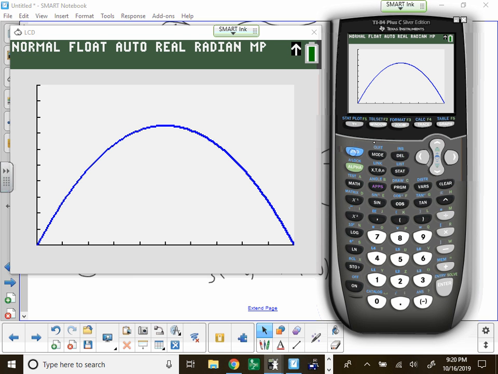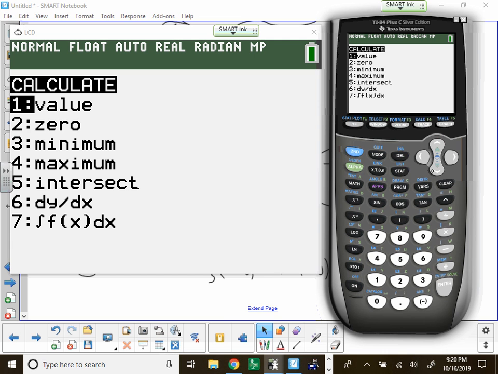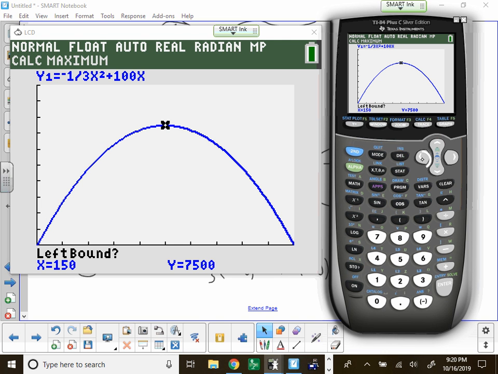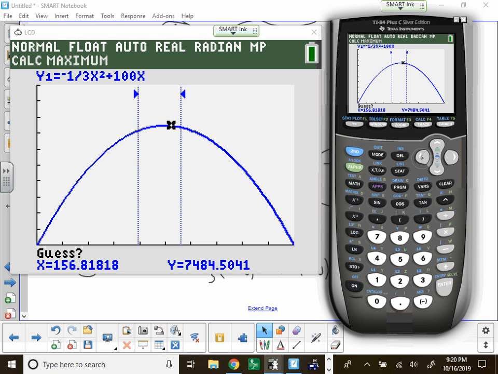So I go to second and then calculate maximum. Over to the left a little bit. Enter. Go to the right a little bit. Enter. And there's the center. So you have to ignore that extra 0.0001. It's going to be x is 150, and then the amount of money is 7,500. So your revenue is 7,500.